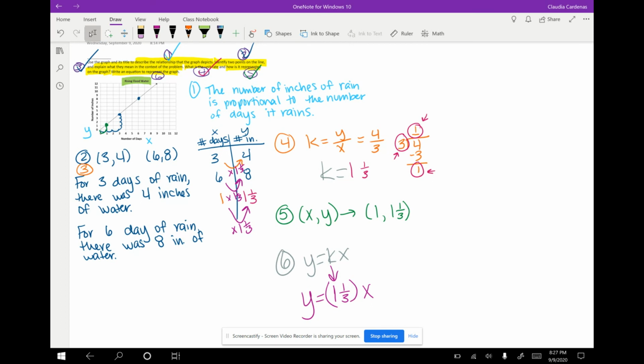Awesome job, guys. So we have really tied up everything that we have covered within the last several lessons, all in this problem. So please make sure you have each step and that it is labeled, because we're going to do some more practice.